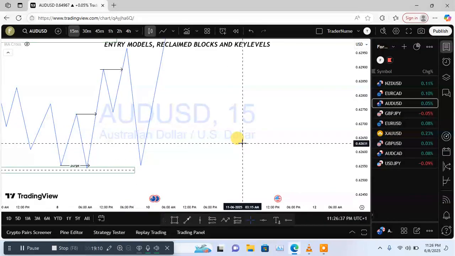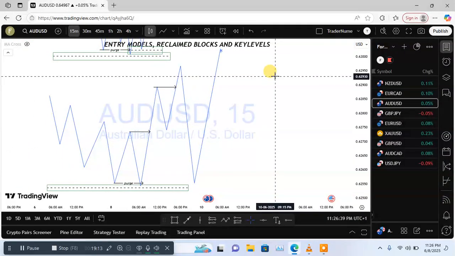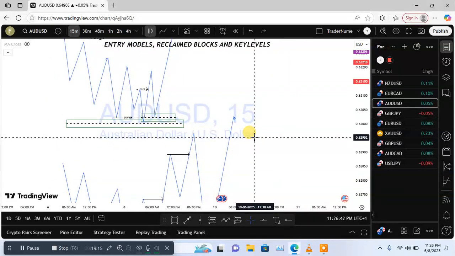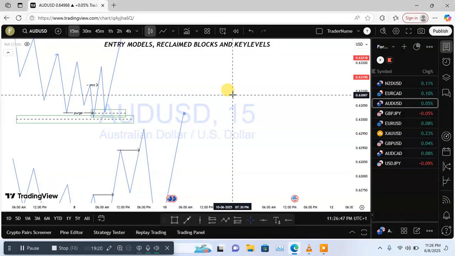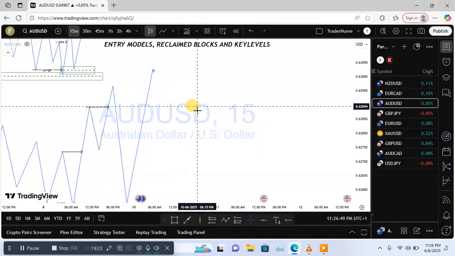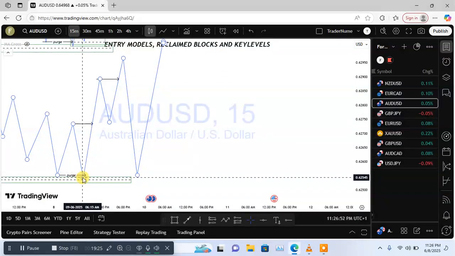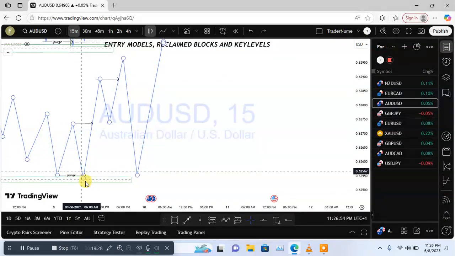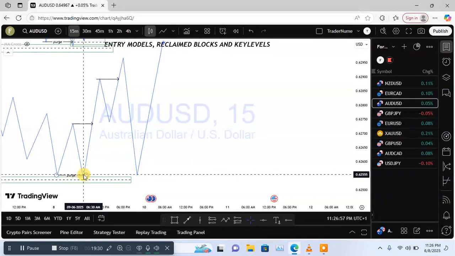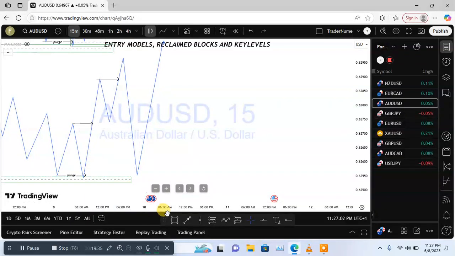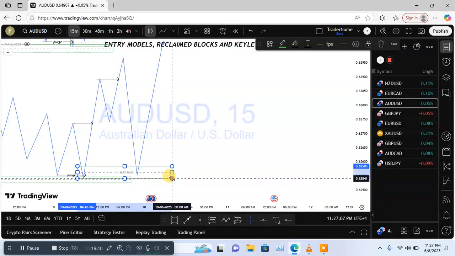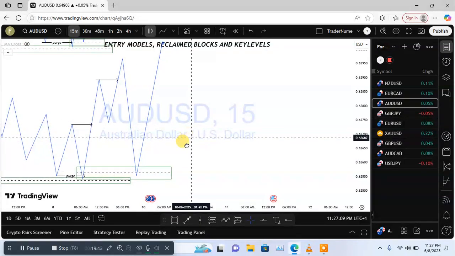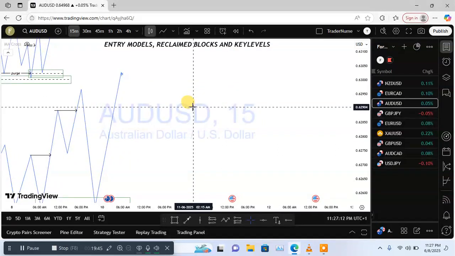Now, what is a reclaim block? These are the entry models I use. There might be more entry models in time to come. I think I taught you about the engulfing pattern. Price might mitigate your zone and give you an engulfing. In fact, once you see an engulfing candle at your zone, then price breaks structure, that zone automatically becomes a very, very high zone for price to come back. Go and watch the engulfing entry model so that you understand.